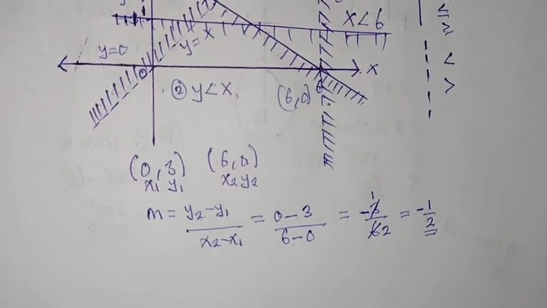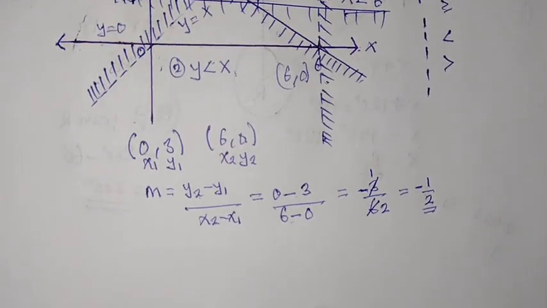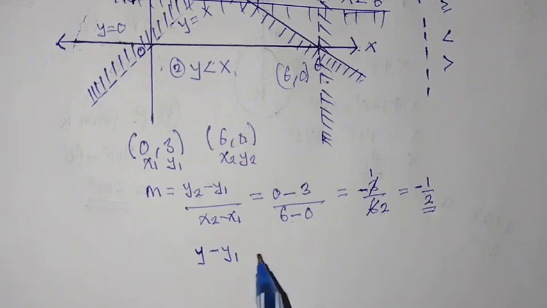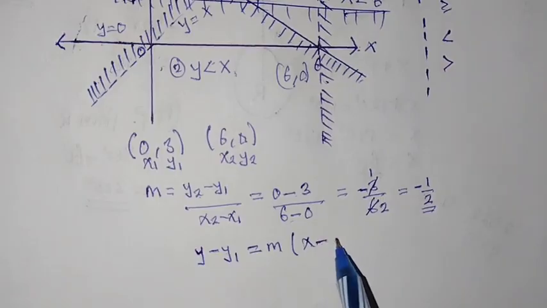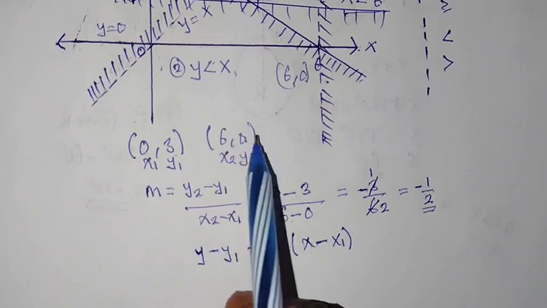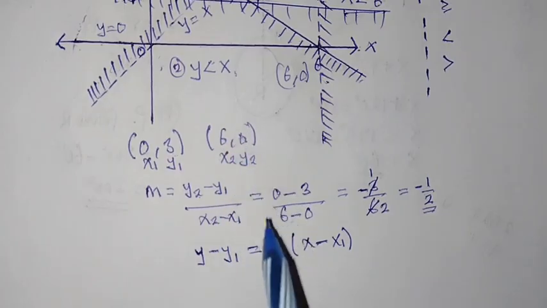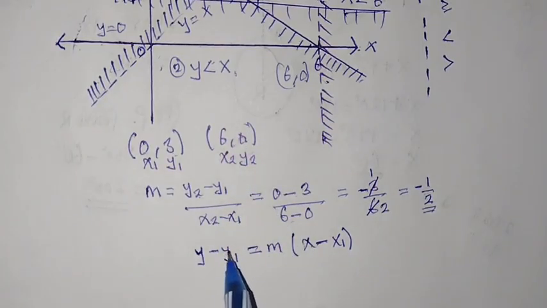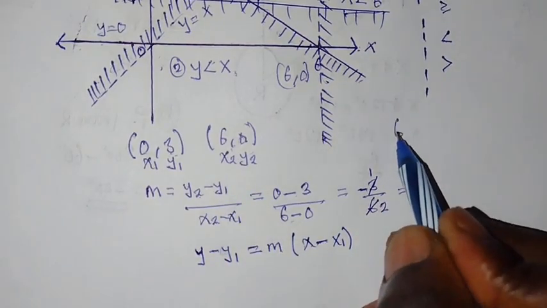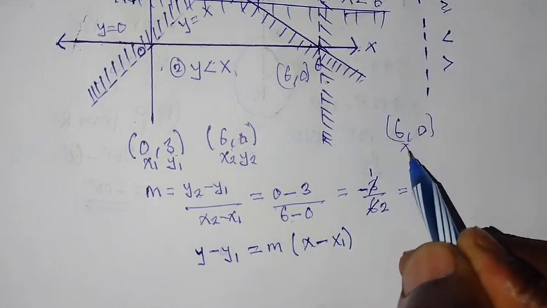So after finding the gradient, we can now use this gradient to find the equation of the straight line. The formula that you use is y minus y1 equals m, which is the gradient, open bracket, x minus x1. Since we have these two coordinates, you can pick any. I normally pick the one with a 0 so that I don't have a lot of work to deal with. You can pick either one, you still get the same answer. If I pick (6, 0), this will be my x1, this will be my y1.